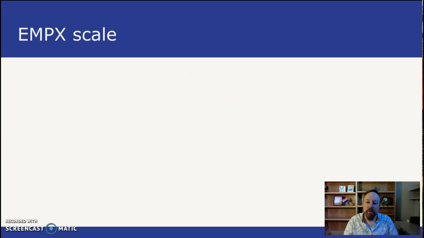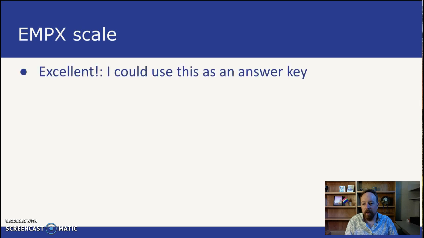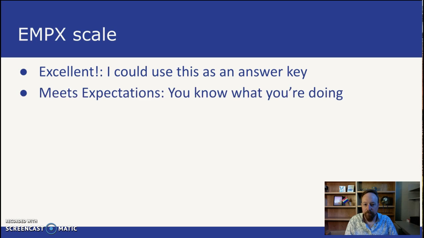Key to this whole grading system is a grading scale that I use. It's called the EMPX scale. These are just fancy letters for four important ideas. So the E stands for excellent. Basically, I give you this mark when your work is so beautiful and lovely that I could use it as an answer key. The next letter is M, which stands for meets expectations.